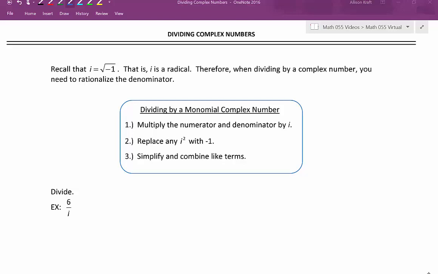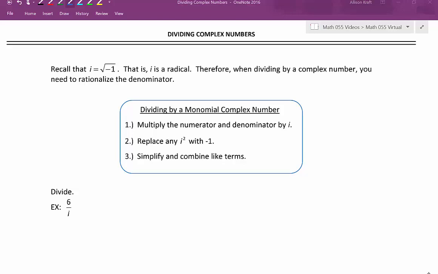In this video, we'll be dividing complex numbers. Recall that i is equal to the square root of -1. That is, i is a radical. Therefore, when dividing by a complex number, you need to rationalize the denominator.